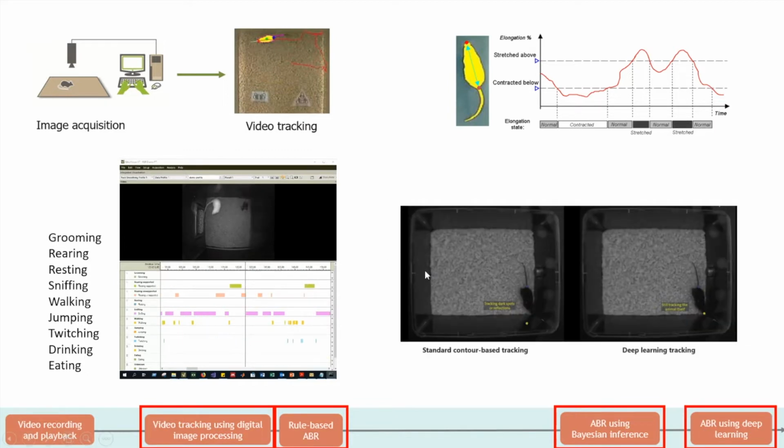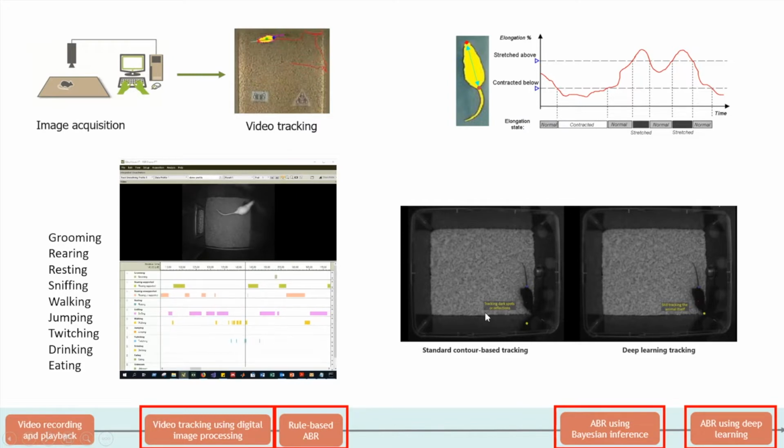And more recently, deep learning techniques have arrived and are now widely adopted, which allow us to obtain an even more accurate classification of the behaviors, or the pinpointing of the detection of specific body points, such as the nose point. Here we see the nose point of a mouse in a cage.